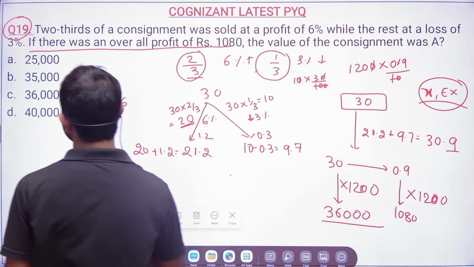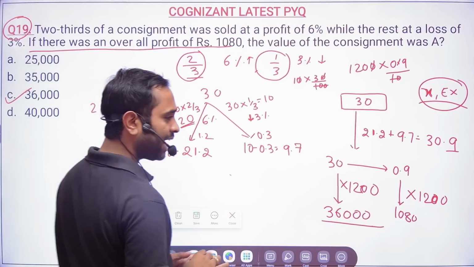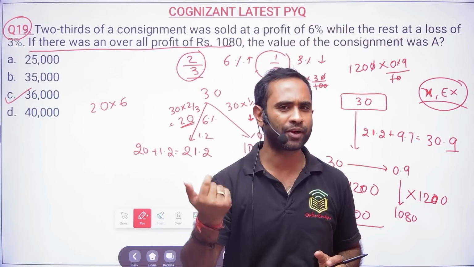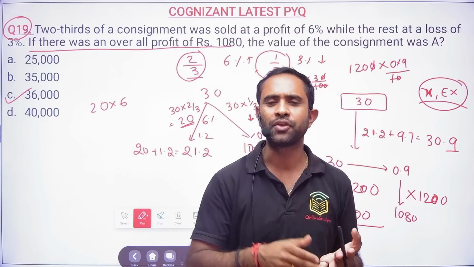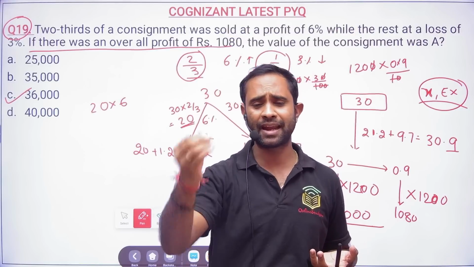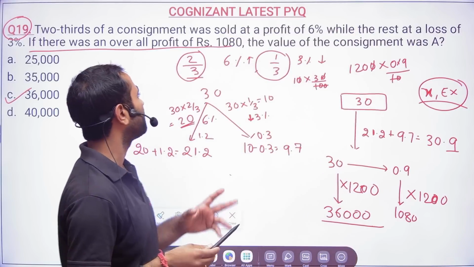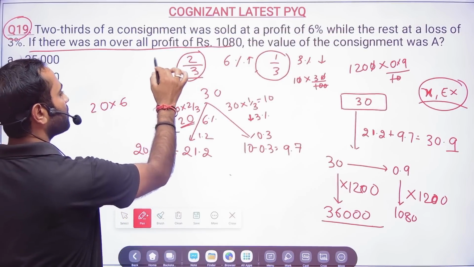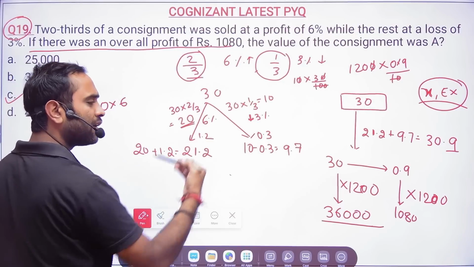So what we did is we assumed a value which is divisible by 2/3 and 1/3. You can assume 30, you can assume 60, 90, 150, 120, 300, right? 300 will also be divisible by both. So you could have also assumed 300, and then also it will come 200 here and 100 here.